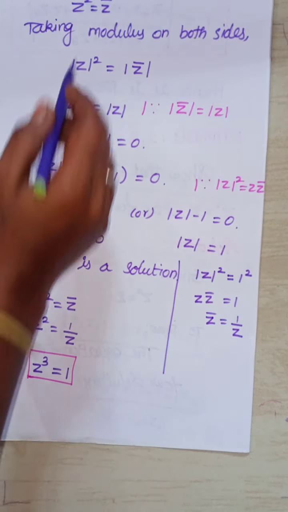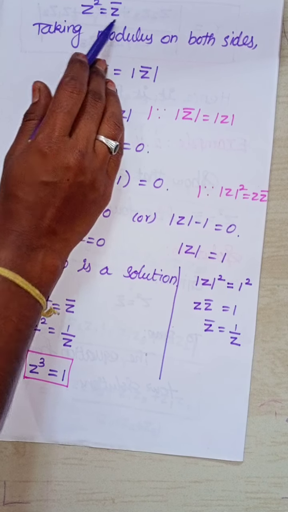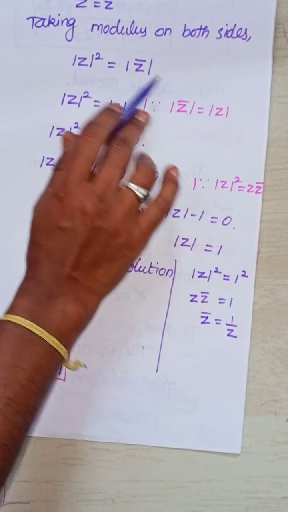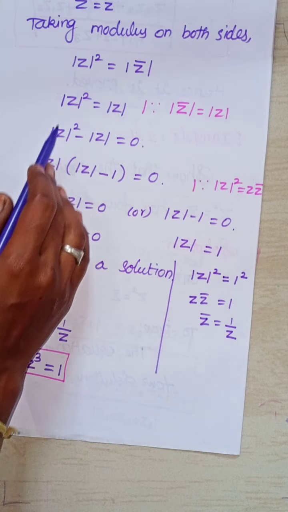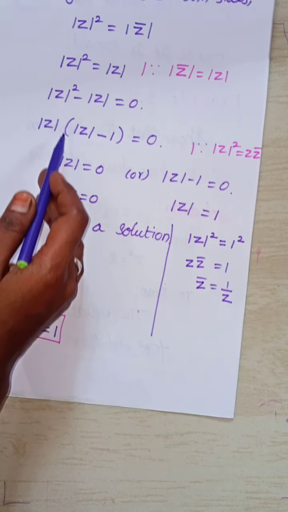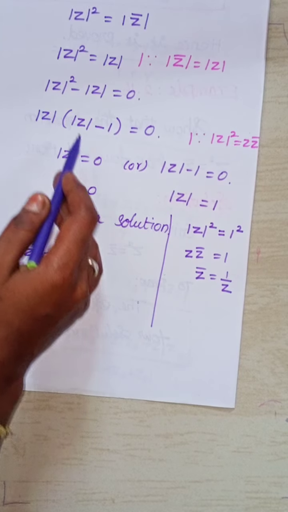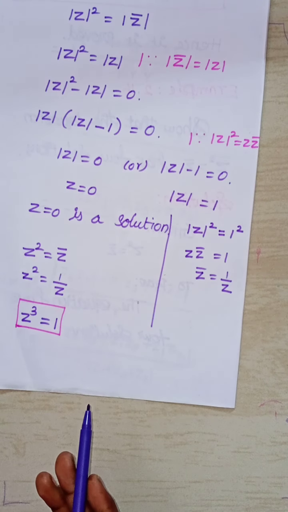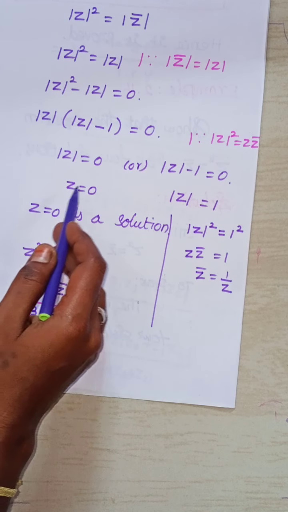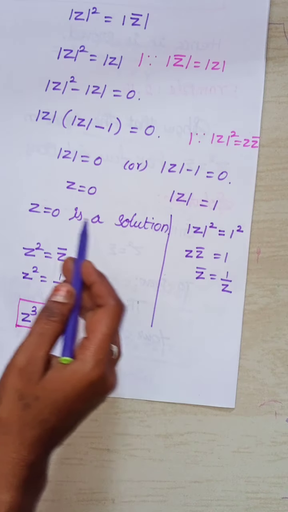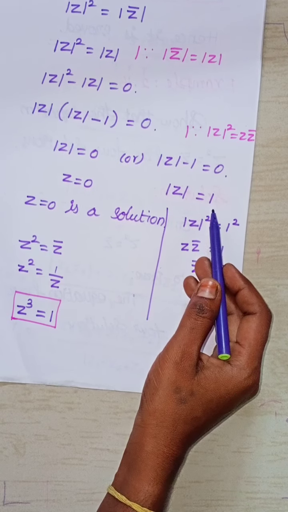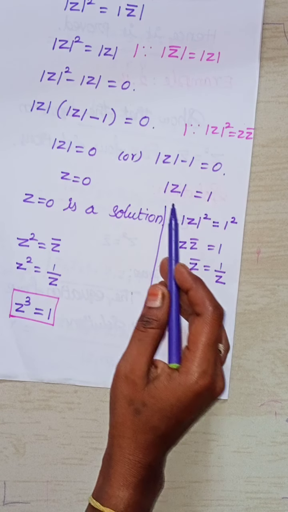Do you understand? Given z squared equal to z bar, taking modulus on both sides, modulus z squared equal to modulus z bar. Modulus z bar is nothing but modulus z. Bring modulus z to the left hand side and take modulus z commonly outside: modulus z equal to 0 and modulus z minus 1 equal to 0. Got two equations, two solutions. Modulus z equal to 0 means z equal to 0, so z equal to 0 is a solution. And the second solution, modulus z equal to 1.